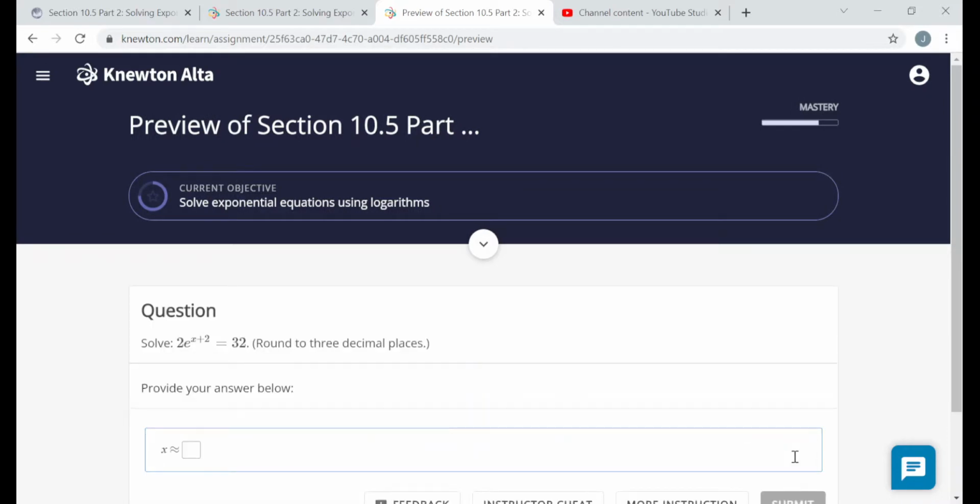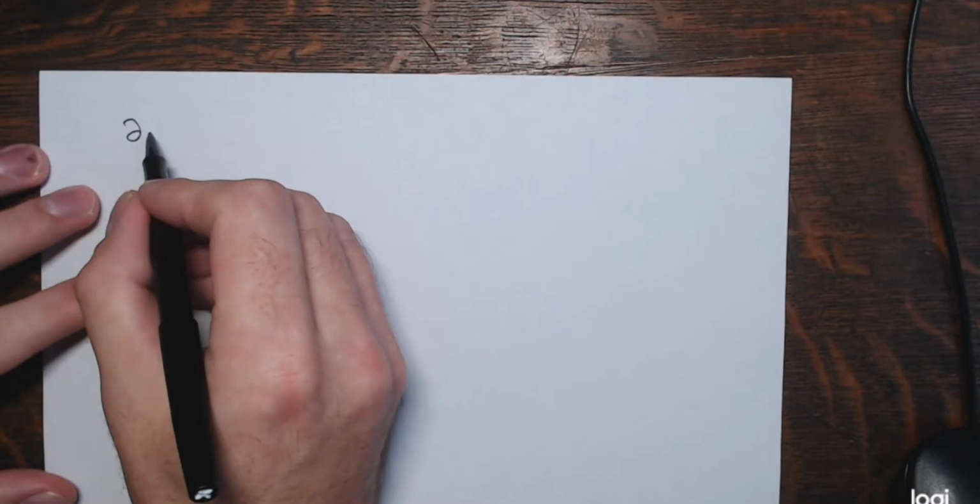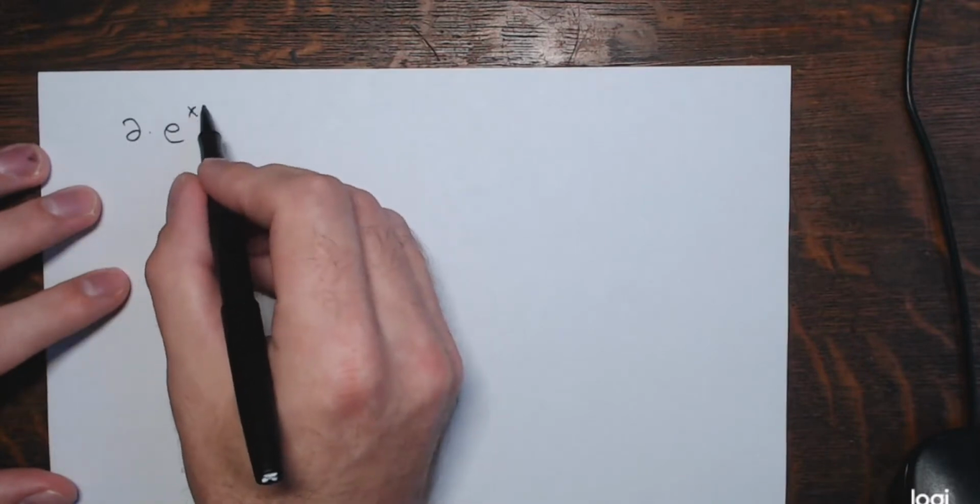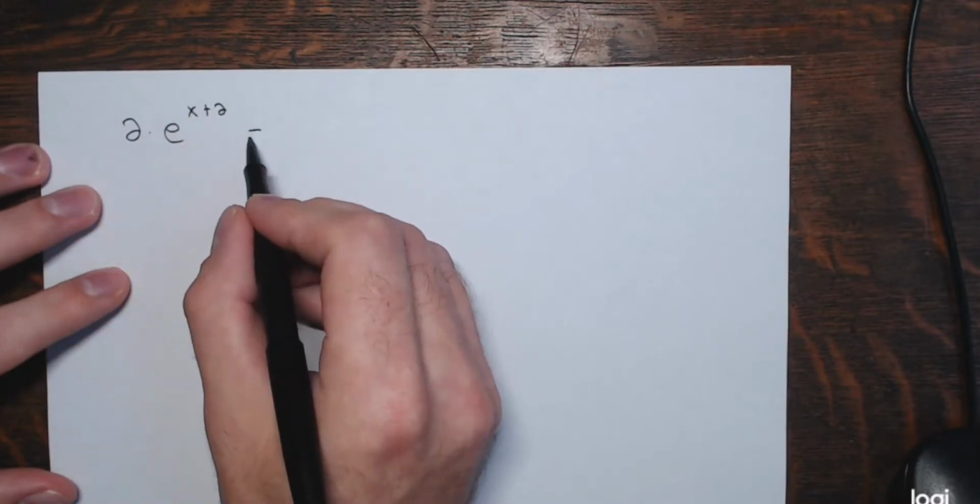Now this is a little different, because I'm not just solving for x. I'm sorry, I am solving for x, but notice that the exponent doesn't have just x in it. The exponent on e here is x plus 2. But the procedure doesn't change. So let me show you this. We have 2 times e to the x plus 2 power equals 32.